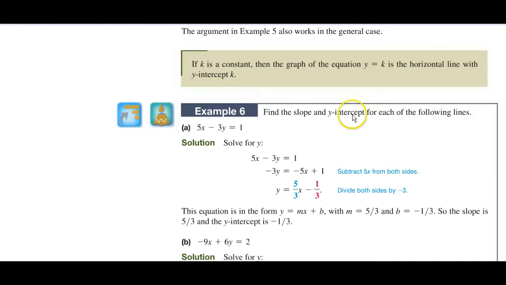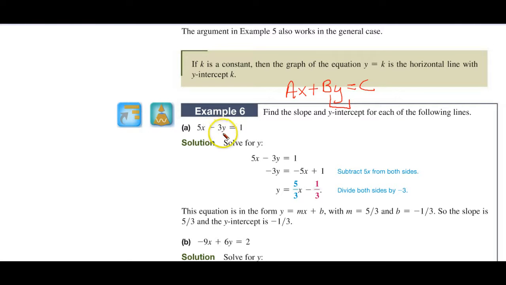Okay, find the slope and y-intercept of each of the following lines. Now, I don't know if you recall another famous equation of the line is standard form, ax plus by equals c, which is the form this is in. Now, to find your y-intercept and slope, we have to solve for the letter y. Okay?